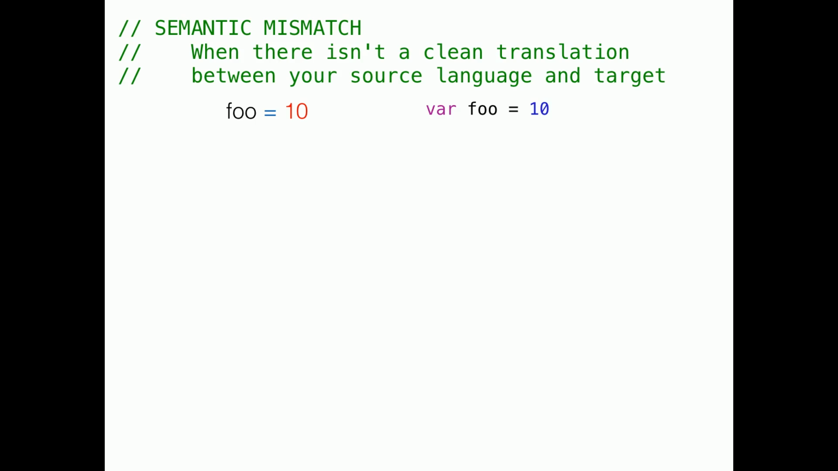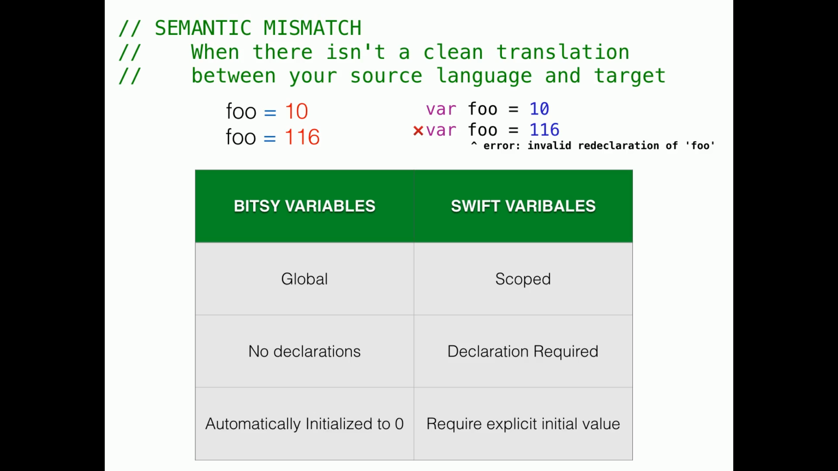I could generate that. But if the developer's next line or somewhere else in their program was to assign another value to foo, and then you generated this code, well, that's a problem. When you go to compile your Swift code, you're going to get an error. You've redeclared foo. So we can't just have this one-to-one translation the way that we did with the loop and the break statements. This is because Bitsy variables and Swift variables actually have pretty different semantics.